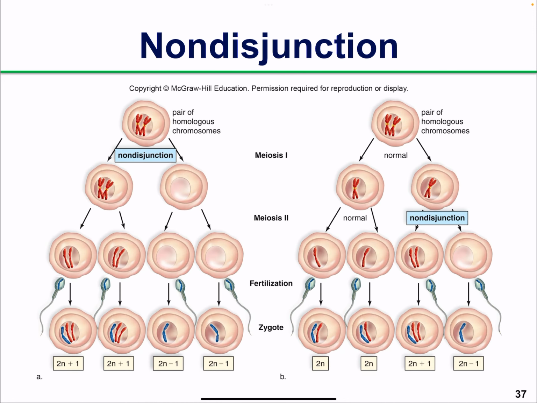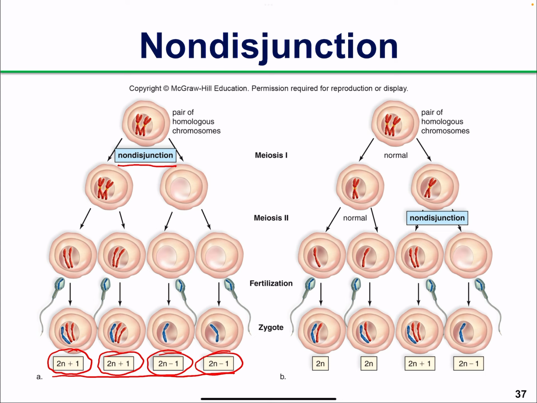All right, so non-disjunction can occur during meiosis 1. When this happens, you're going to notice that all the 4 haploid cells do not contain the proper amount of chromosomes, because this one contains 2n plus 1, okay? This one contains 2n plus 1. This one contains 2n minus 1. This one contains 2n minus 1. So these 4 cells are abnormal, okay?